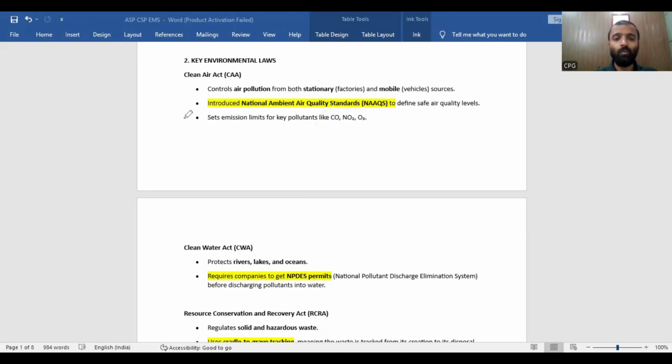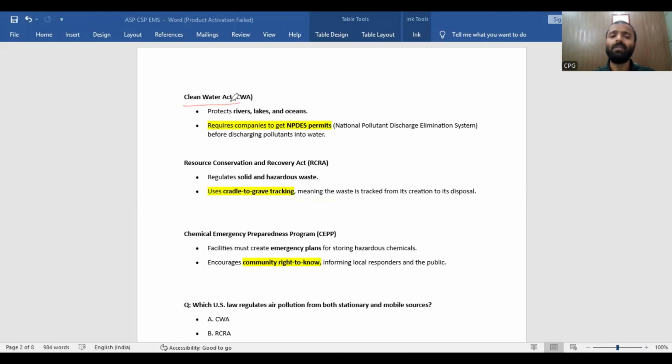The next act is the Clean Water Act. The Clean Air Act you have learned. Now the Clean Water Act, CWA. The CWA protects various water bodies like rivers, lakes and oceans. It requires companies to get an NPDES permit, which is the National Pollutant Discharge Elimination System. This is very important. Multiple questions have come, which is why I have highlighted it.